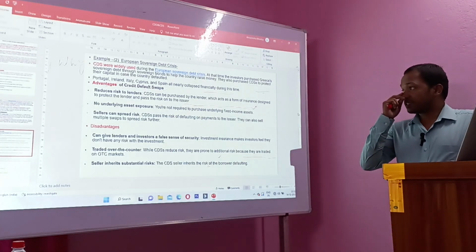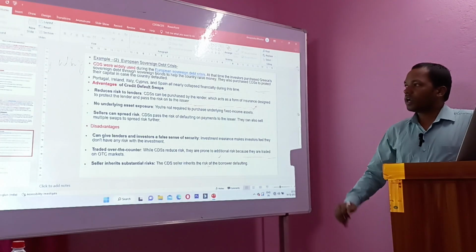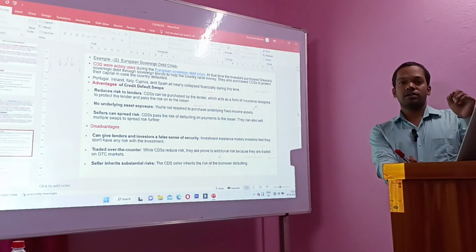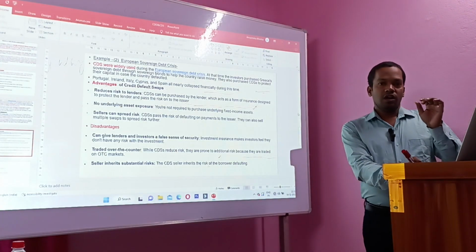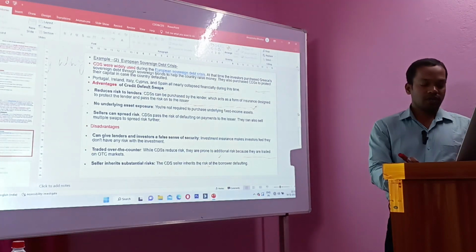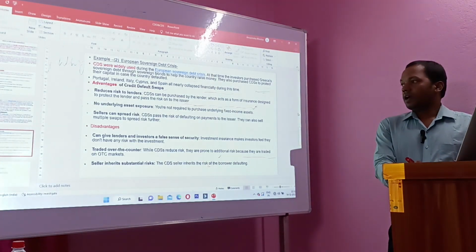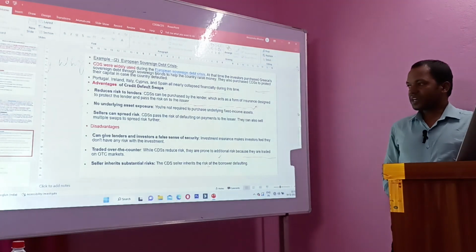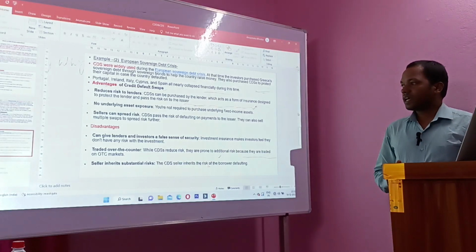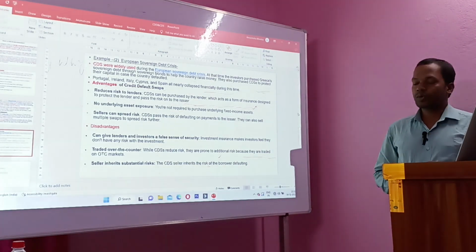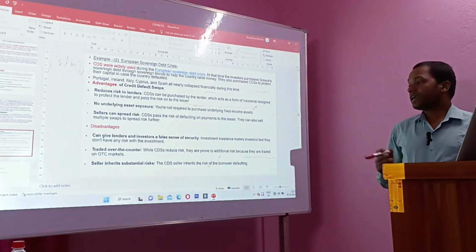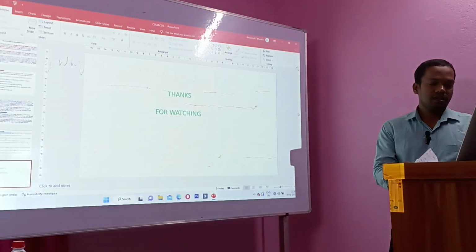The advantages of CDS are reduced risk to lenders and no underlying asset exposure. That means if you do not possess the loan instrument, you can purchase the CDS. And third, the seller can spread risks. The disadvantages are that a CDS can give lenders a false sense of security. Second, it is traded over the counter, and third, the seller inherits substantial risks.